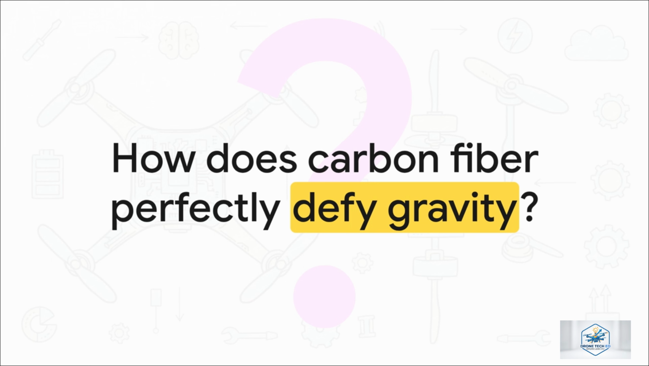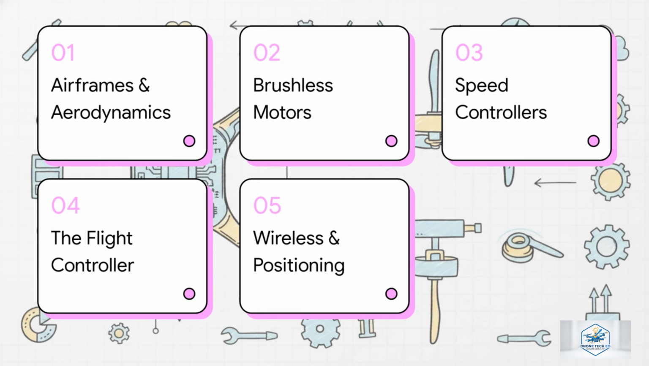Well, the answer is a beautiful problem-solution arc where multidisciplinary engineering and pure math step in to defeat gravity, wind, and signal loss. To make sense of it all without getting bogged down in the textbook definitions, we're going to follow a biological roadmap. We'll look at airframes and aerodynamics as the skeleton, brushless motors as the muscles, electronic speed controllers as the nervous system, the flight controller as the brain, and wireless and positioning as the senses.